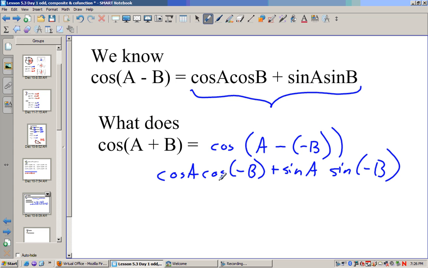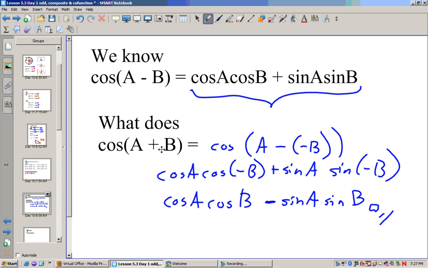Now we learned that the cosine of negative B is the same thing as the cosine of B. So I can just fill that in. The sine of negative B is the same as the negative sine of B, so that would just flip this sign to a negative. And now I have a new formula. The cosine of A plus B is cosine A cosine B minus sine A sine B. And we're done with our proof.